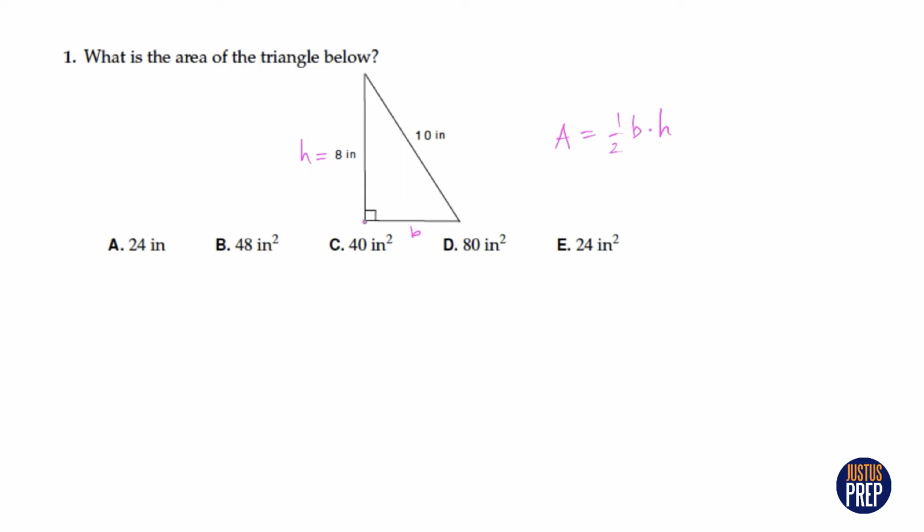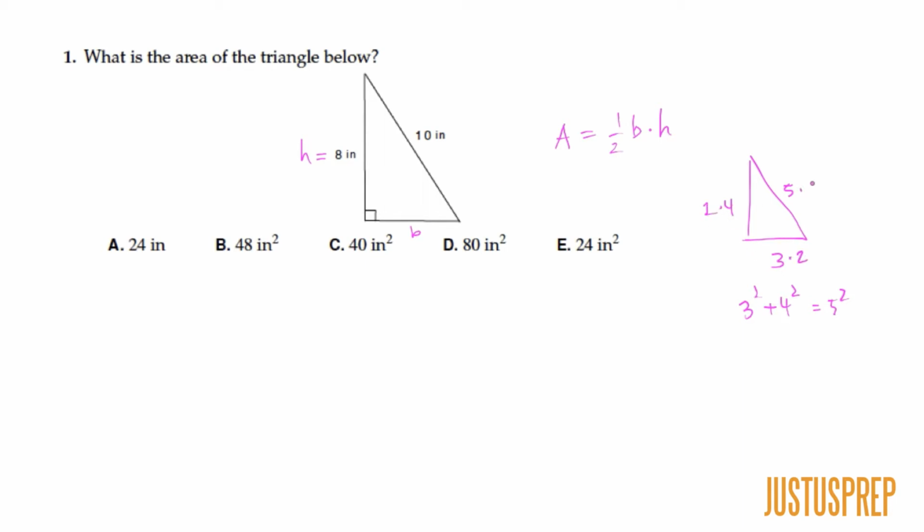And if you watched the previous video where we talked about Pythagorean triples, this is a Pythagorean triple. Remember this 3, 4, 5 is a Pythagorean triple. This works. This means 3 squared plus 4 squared equals 5 squared. This is a 3, 4, 5. It's just that we're multiplying 2 to each side. So that becomes a 6, 8, 10. So we know that the base here is 6. So then we have our base and we have our height.